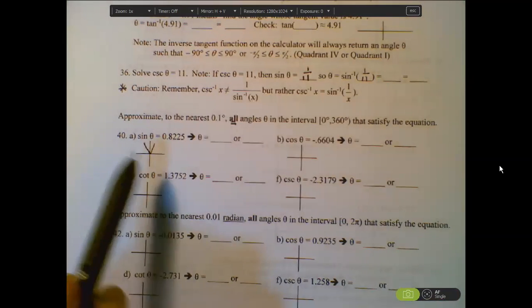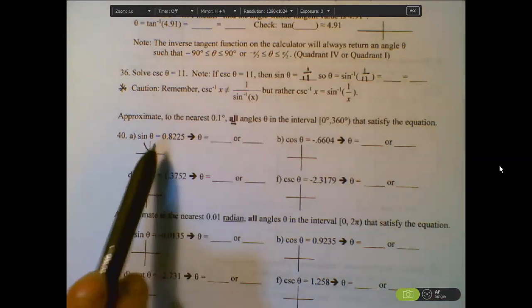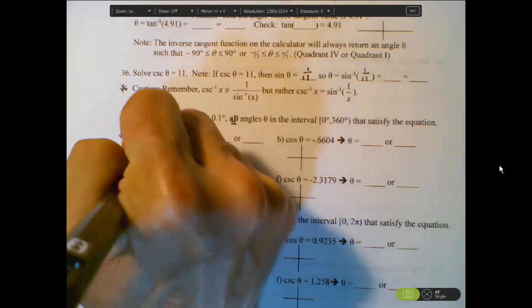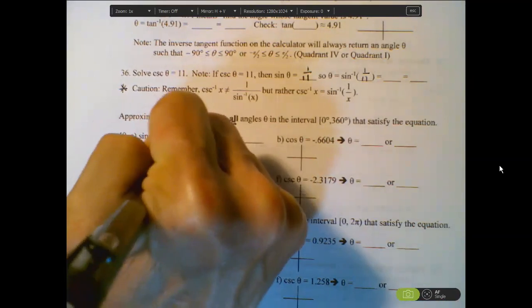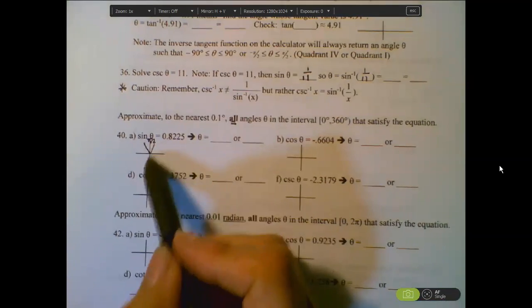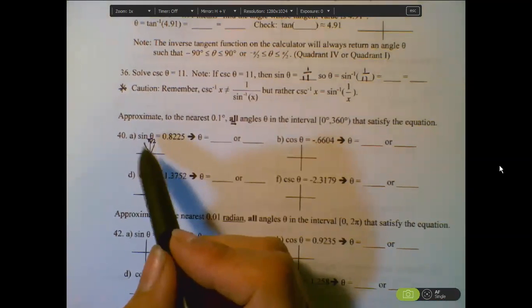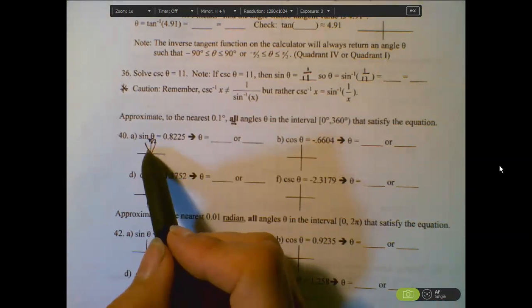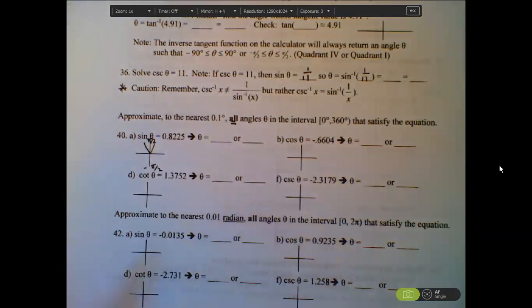Now, which one will inverse sine give me? Quadrant 1 or quadrant 2? Quadrant 1. Right. Inverse sine always gives me an angle between negative pi over 2 and positive pi over 2. So it'll give me this first quadrant angle, but I'll have to use that first quadrant angle to figure out the second quadrant angle. And you were okay with that.